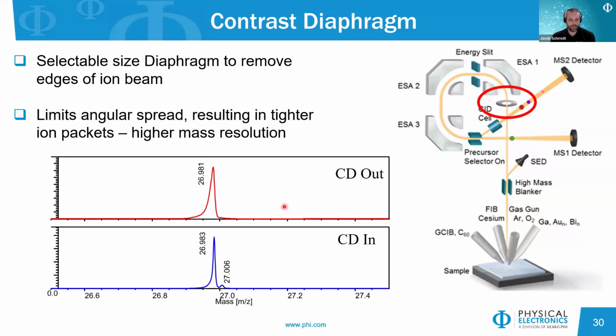This is a spectrum at a unit mass of 27. With the CD out or open, we will accept all of the ions from that sample and have a relatively wide peak and low mass resolution. With the CD in, limiting that angular spread of the ion beam, we can eliminate the tails of this peak, getting a much higher resolution peak. And we now see we have enough resolution to isolate the aluminum peak from the C2H3 peak.